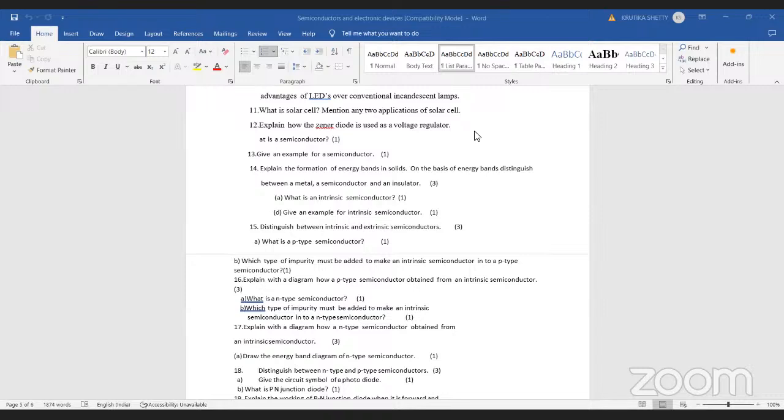Okay. Then next, ಅವ್ರು ಏನ್ ಕೇಳ್ತಾ ಇದ್ದಾರೆ? Mention any two applications of the solar cells ಅಂತ ಕೇಳ್ತಾ ಇದ್ದಾರೆ. Yes, anybody knows? ಗೊತ್ತಿದ್ರೆ ನೀವು chat box ಅಲ್ಲಿ ಹೇಳ್ಬೋದು.